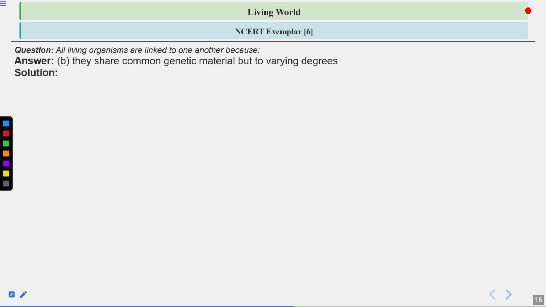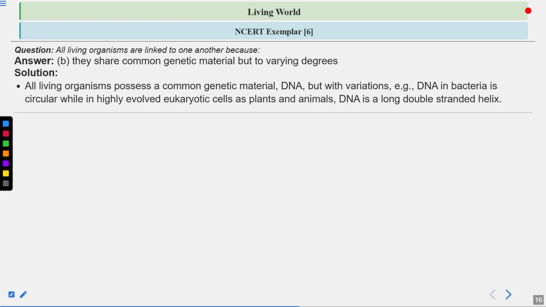Now let's have a look at the explanation. Now all living organisms possess a common genetic material, which is DNA. So DNA is a genetic material. Okay, in the higher plants and animals. Earlier RNA was thought to be a genetic material. Now DNA is a genetic material. Okay, for example, DNA in bacteria, which is a prokaryote. Okay, so bacteria, which is a prokaryote, this is also a lower organism. So it also has DNA as a genetic material.